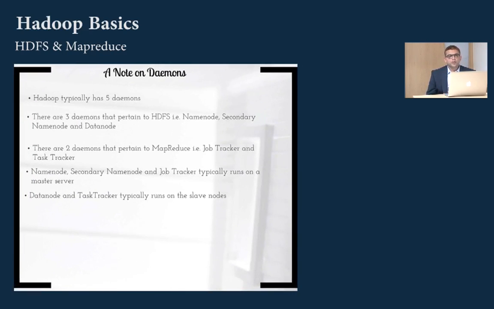A quick note on daemons. Hadoop 1.x typically has 5 daemons: name node, data node, job tracker, task tracker, and secondary name node. Hadoop 2.x has 6 daemons: name node, data node, resource manager, node manager, job history server, and secondary name node.